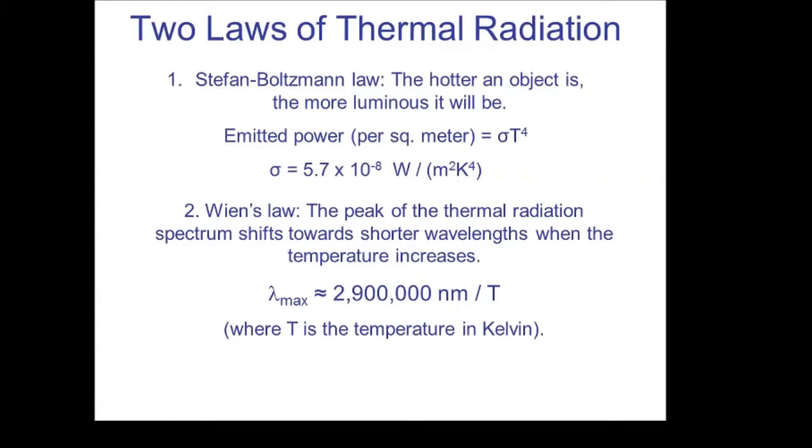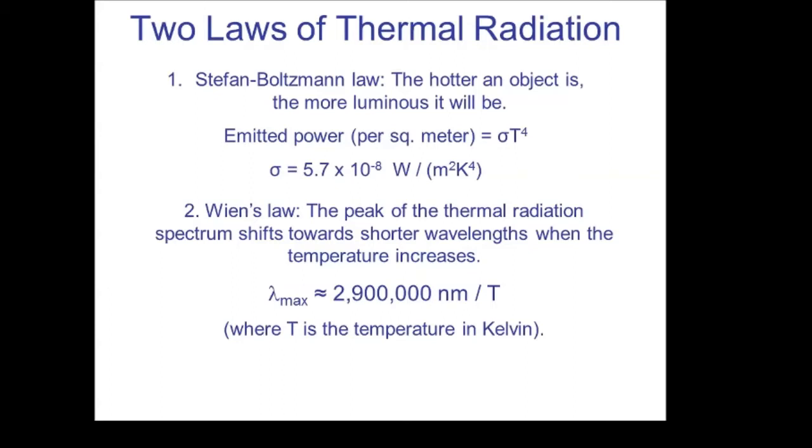Now, your book actually uses 3 million. I should change it on my slide, but I haven't yet. But anyway, your book uses 3 million, not 2.9 million, which is fine. So the idea is that if you plug in a temperature in Kelvin here, what this equation gives you tells you the wavelength that's being primarily emitted by the object. That's what it's doing here.